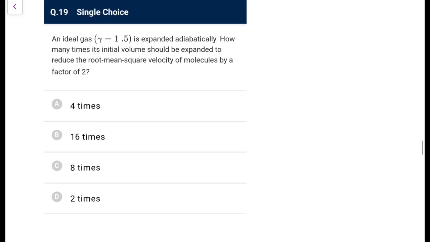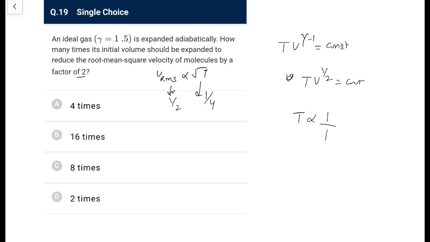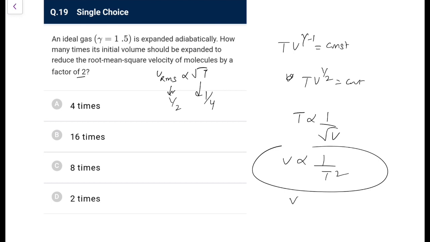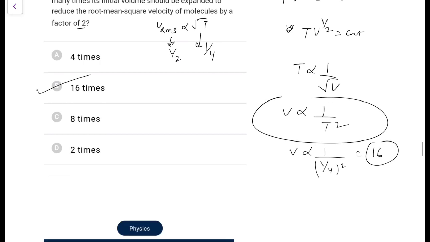Next, an ideal gas is expanded adiabatically. How many times its initial volume should it be expanded to reduce the Vrms by a factor of 2? You know Vrms is proportional to root T. So to become half, temperature should become 1 by 4. Now for the volume you have the relation TV to the power gamma minus 1 is constant. So TV to the power half is constant, or T is proportional to 1 by root V, or V is proportional to 1 by T square. So temperature becomes 1 by 4, so volume should become 1 by 4 whole square, that is 16 times. The volume must become 16 times for the required result.